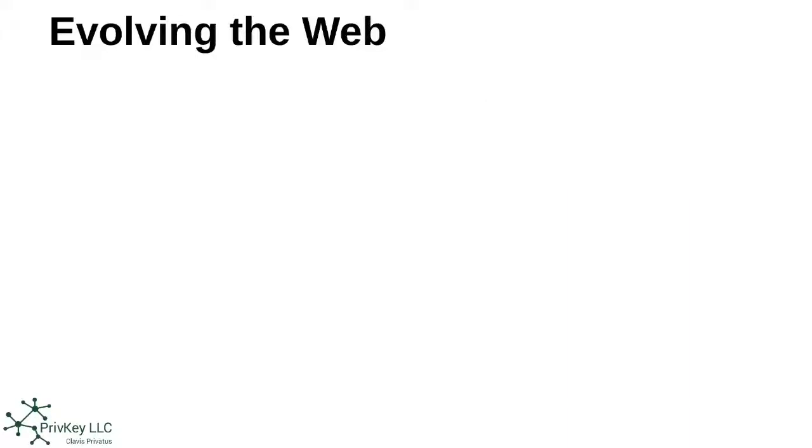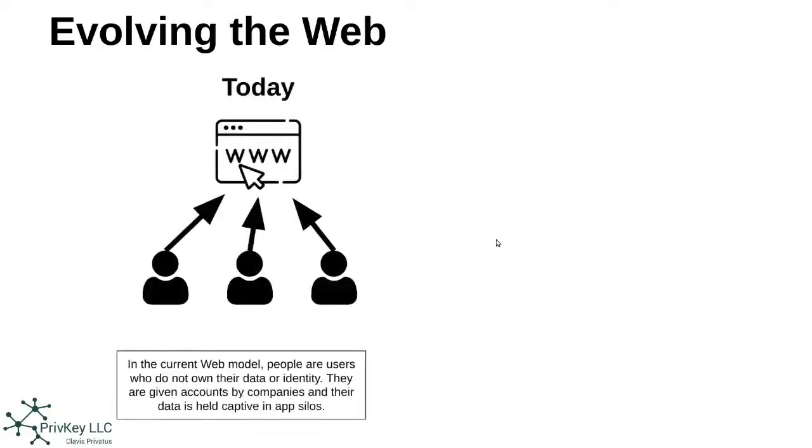The evolution of the web basically started quite some time ago, and today what we have is a model where people are users who do not own their data or identity, and that's what we're facing at the moment, right? They're given accounts by companies, and their data is held captive in what they call app or data silos.